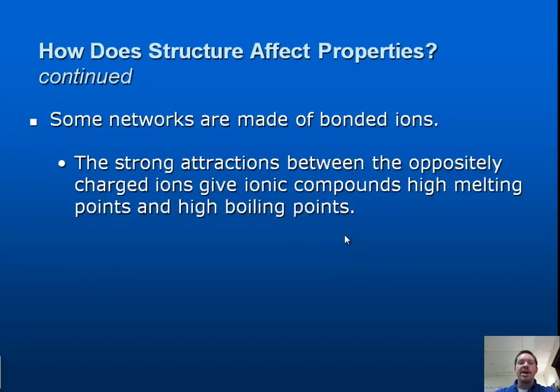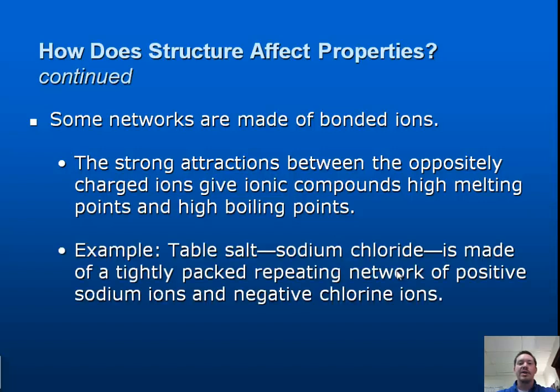Some networks are made of bonded ions, so we've got ions that are attracted to each other, positive ions and negative ions. These attractions between opposite charges give the ionic compounds very high melting points and high boiling points because of the ionic interaction. If we look at table salt, or sodium chloride, it's typically made of a tightly packed repeating network of positive sodium ions and negative chlorine ions.